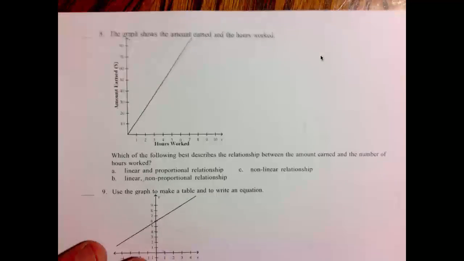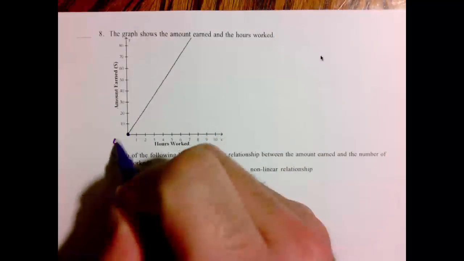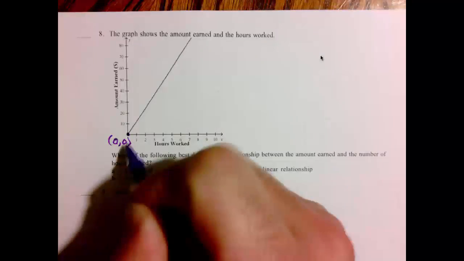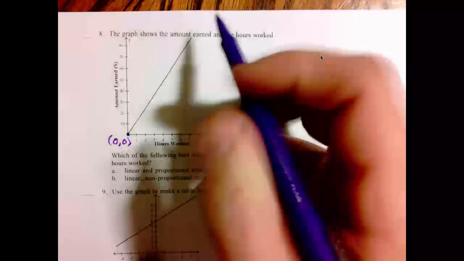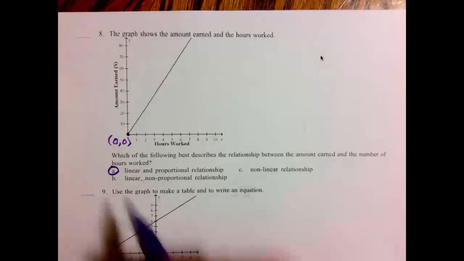Eight. Okay. Here we're looking at our hours worked and our money earned. Well, in this case, we do contain 0, 0. And it is linear. So this one will be a linear proportional relationship, A, contrasting with the previous one. 8 is A.